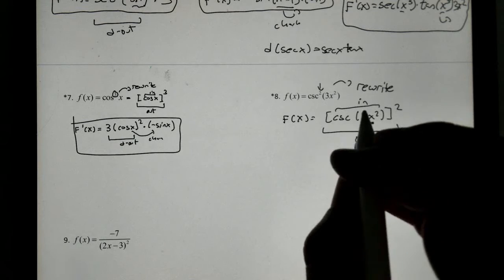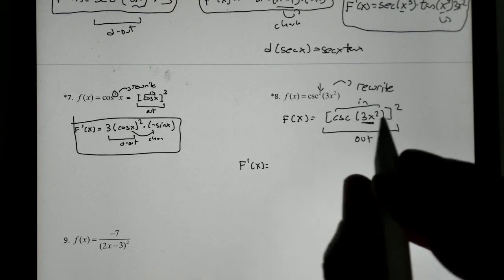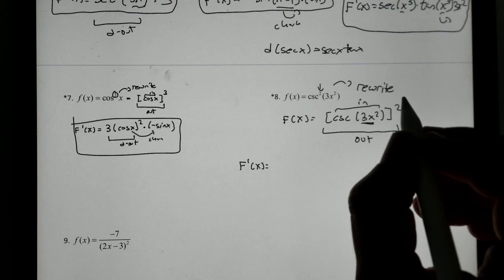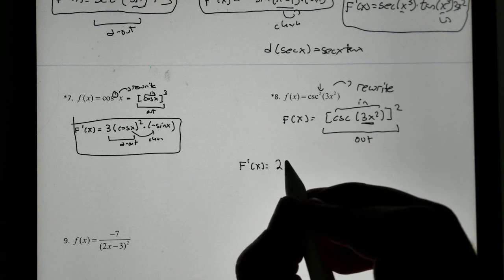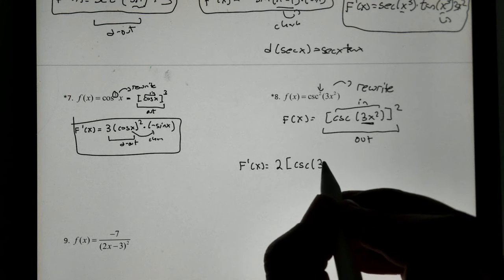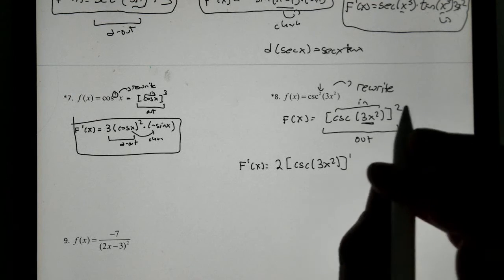So let's look at our example here. To take our derivative, I'm going to give myself a little bit more space here. You'll see why. When we take the derivative of the outside, we're only looking at this quadratic here. And we're going to drop that power, and that's going to give us 2 cosecant 3x squared to the first. I always put a 1 there. I don't need to, but I should.